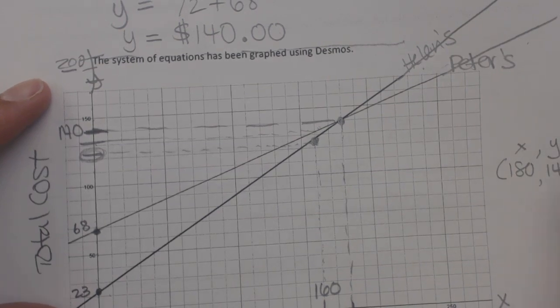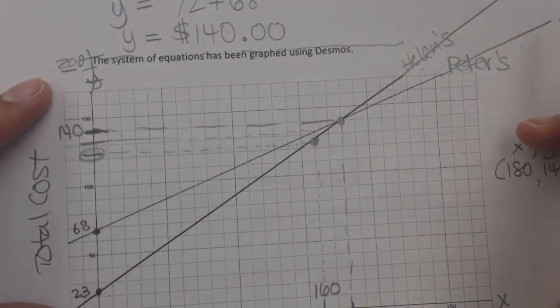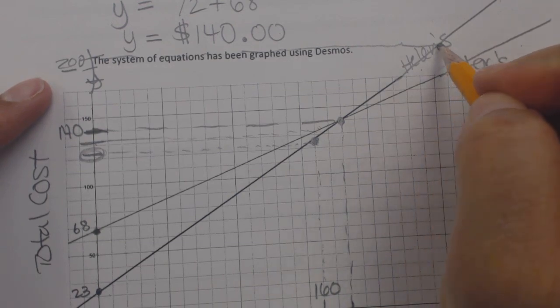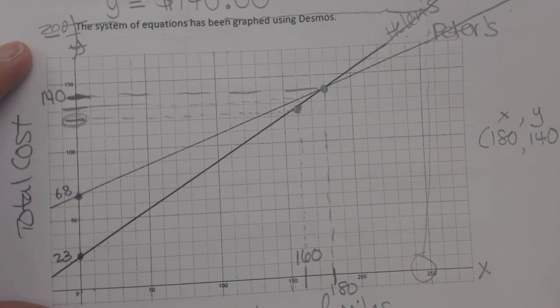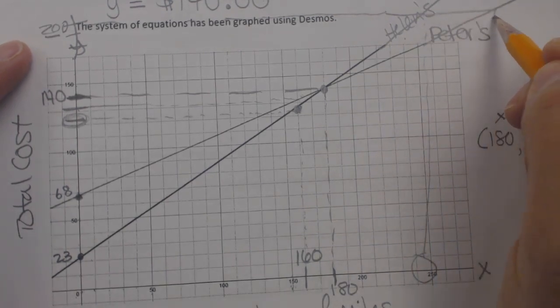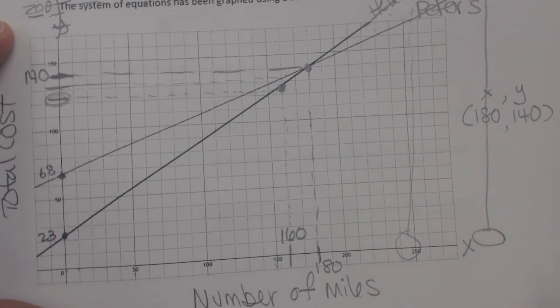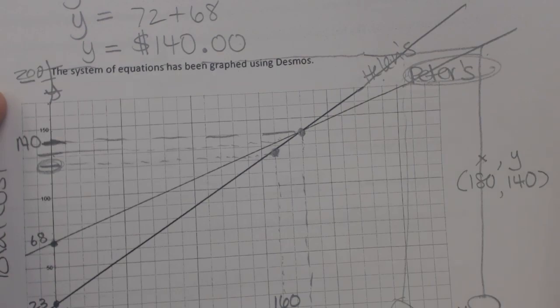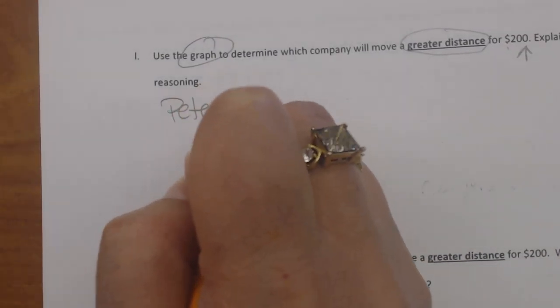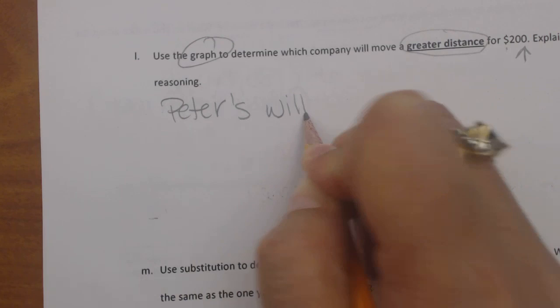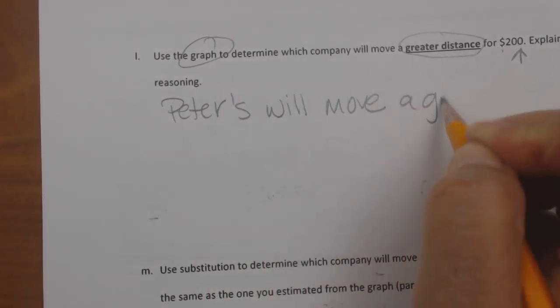So which one are we going to be able to go a greater distance for $200? So Helen's is here. And if we meet Helen's and we go down, it's going to be someplace around here. Okay, well, if we keep going, we're going to hit Peter's. Peter's line is going to be someplace around here. This is going to get us the greater distance. So I'm thinking it's going to be Peter's using our graph. So over here, I'm going to say Peter's will move a greater distance.